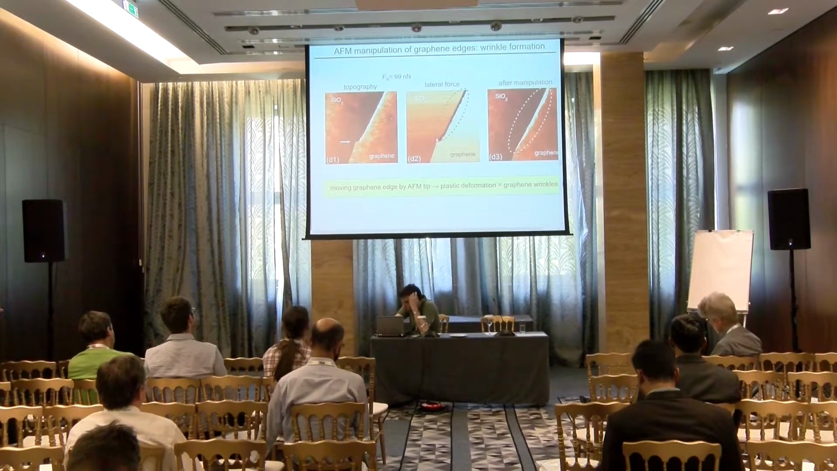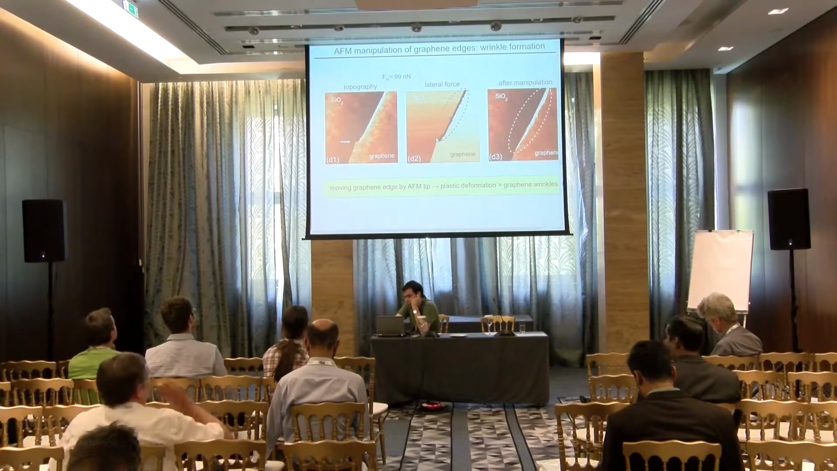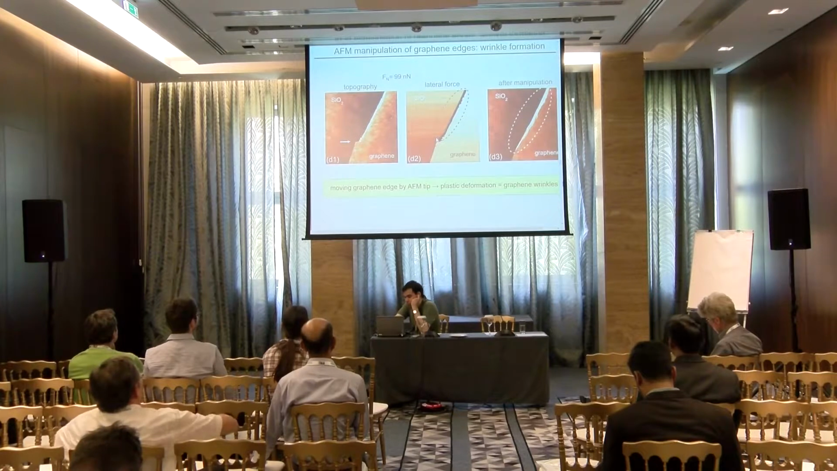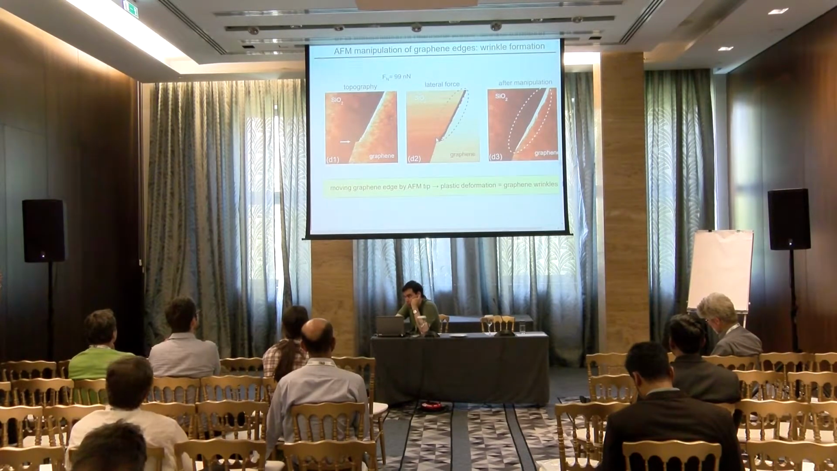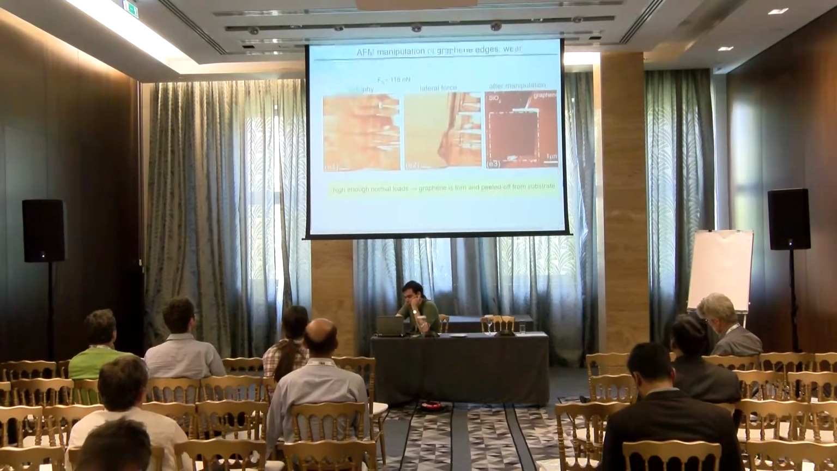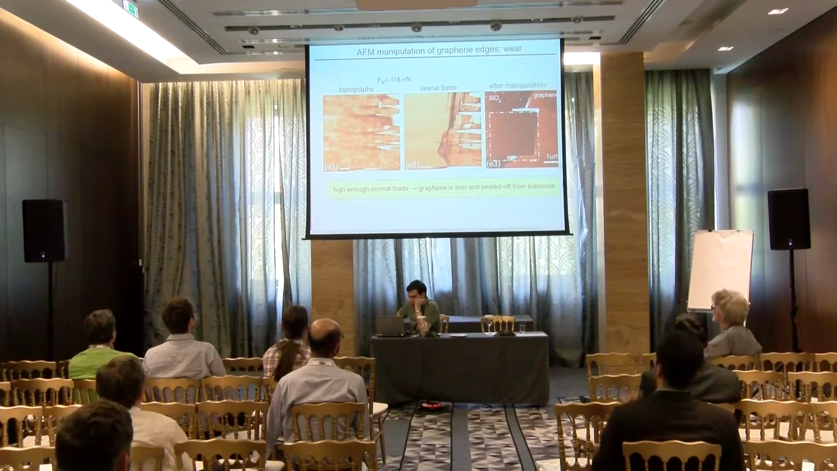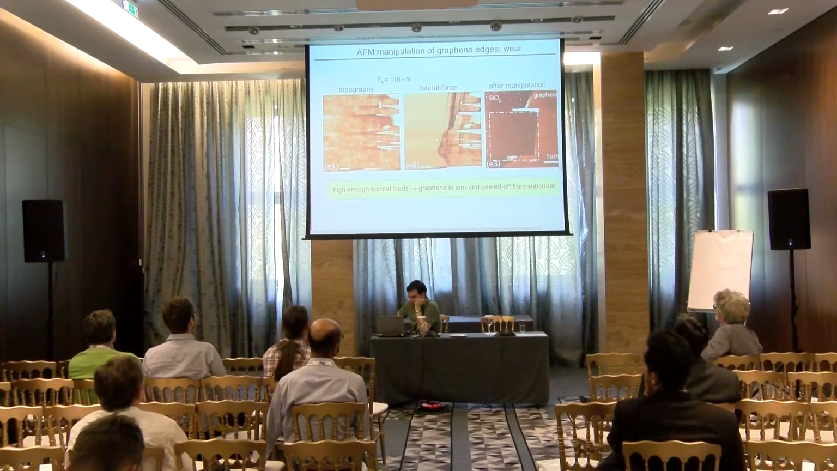This process is described by increased lateral force. You see this dark contrast, and after that, when we measure the topography, you see this bright line, which corresponds to a graphene wrinkle, which is graphene plastic deformation. Okay, next. And if we further increase the normal force to around 120 nanonewtons, we practically observe complete wear of graphene.